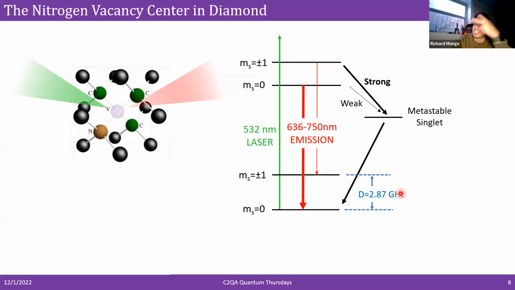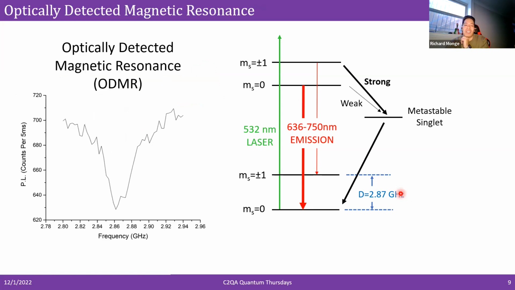So with these two properties, the initialization and optical readout abilities, we can optically detect the electron spin resonance. And this is what we call optically detected magnetic resonance, or ODMR for short. As you can see, if we apply a microwave field resonant with this zero field splitting at 2.87 gigahertz, we observe dips in the fluorescence.